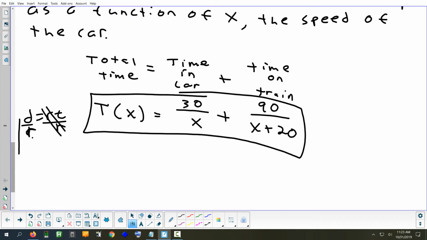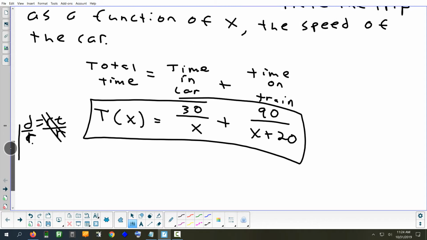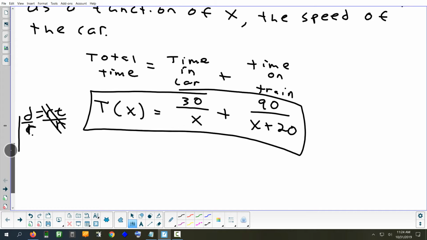So you tell me how fast the car is going. If it's going 60 miles an hour, I'll fill in 60 for x. That'll give me the time in the car, time on the train, then I'll add them up. Okay, we're going to use that in a minute, but any questions on how we got it? Okay, so we found an algebraic expression right there.